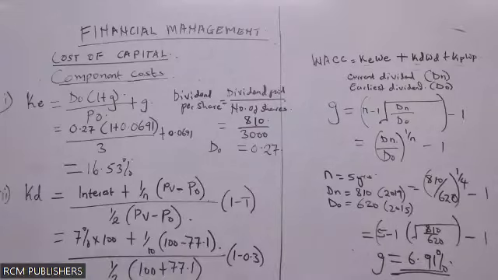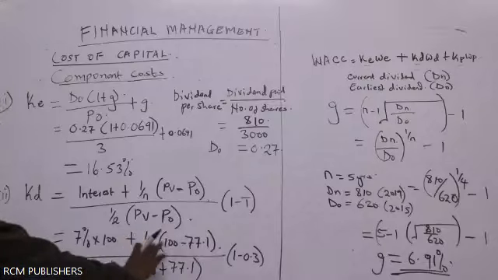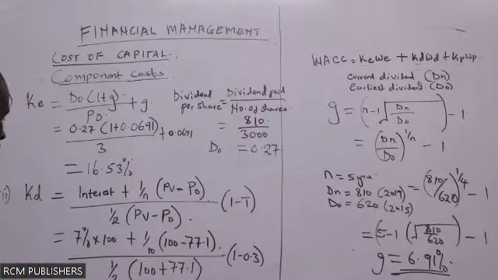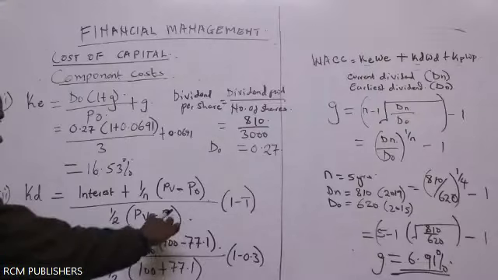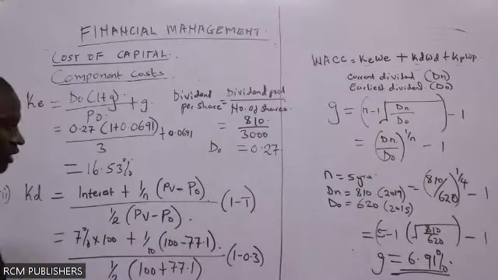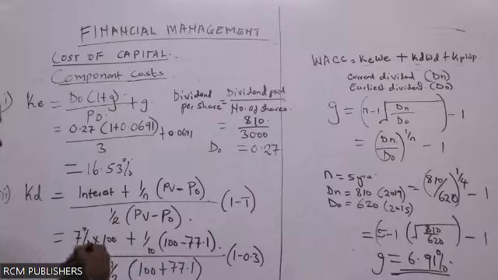Who is giving me something here? The cost of debt. Let's be very keen with the division. Be very keen. This is 47 plus whatever you get here, then divide by. Work it step by step.